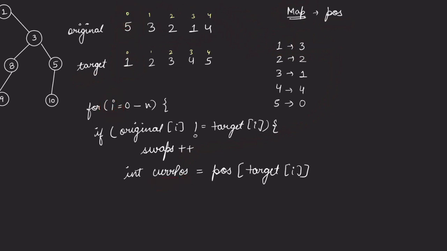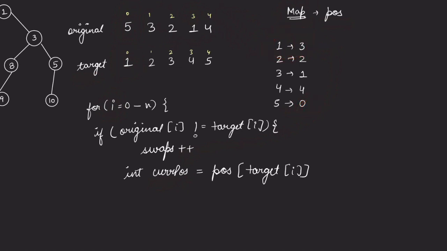Now, when we are swapping these, their positions will change after the swap, right? So we also need to update the new positions in the map, right? So when I'm swapping index 0 with 3, now the index of 5 will become 3. Here it is 0, right? So we will update it to 3. Now, do we need to update the index of 1 as well?